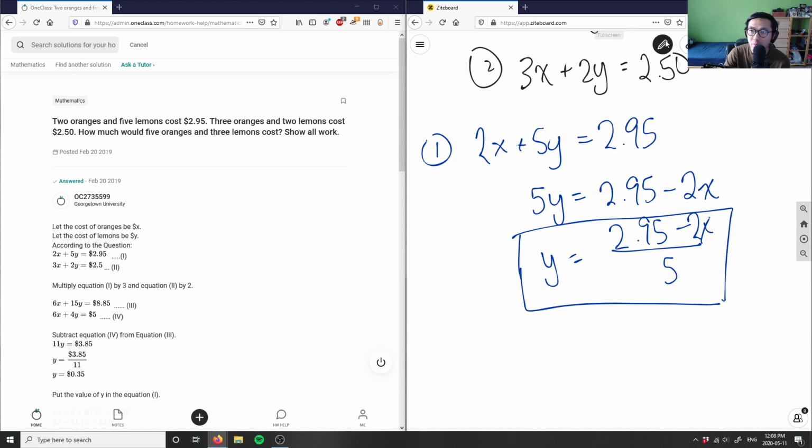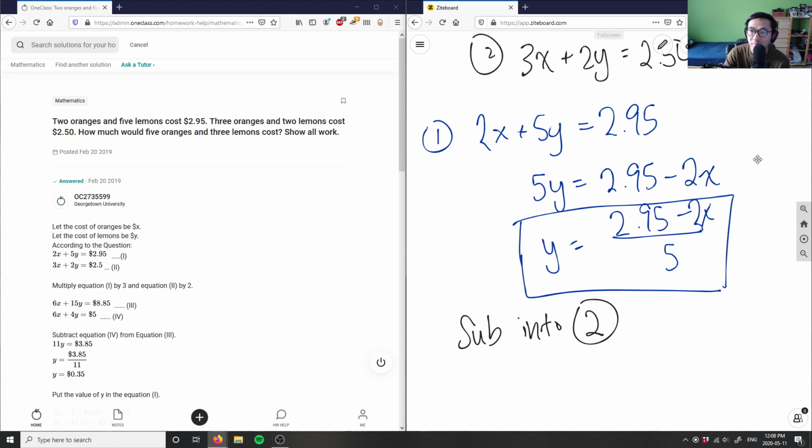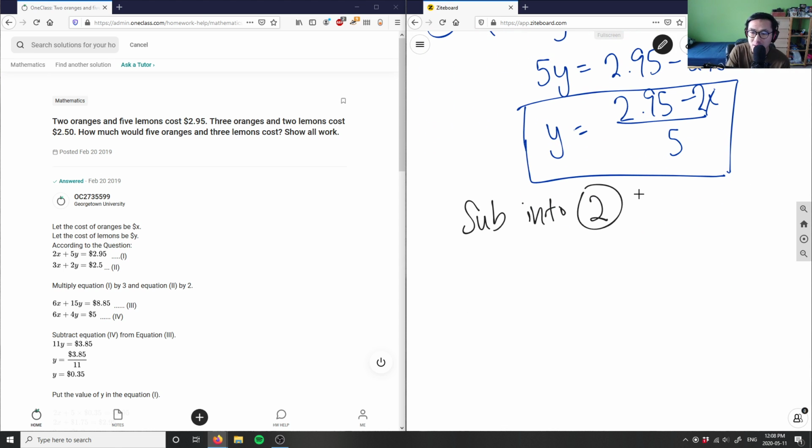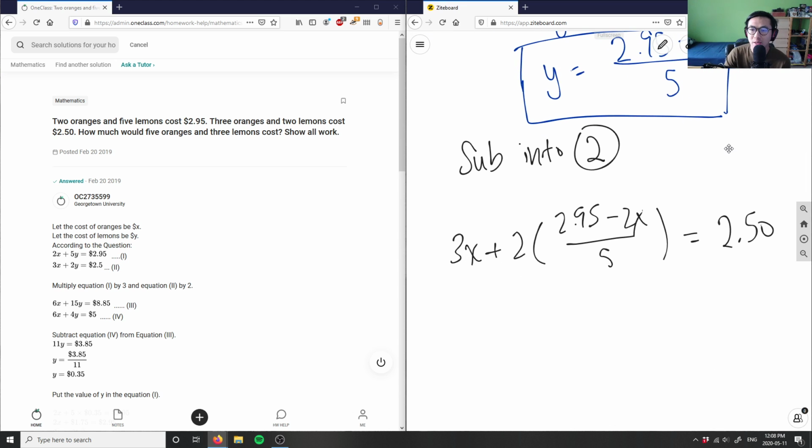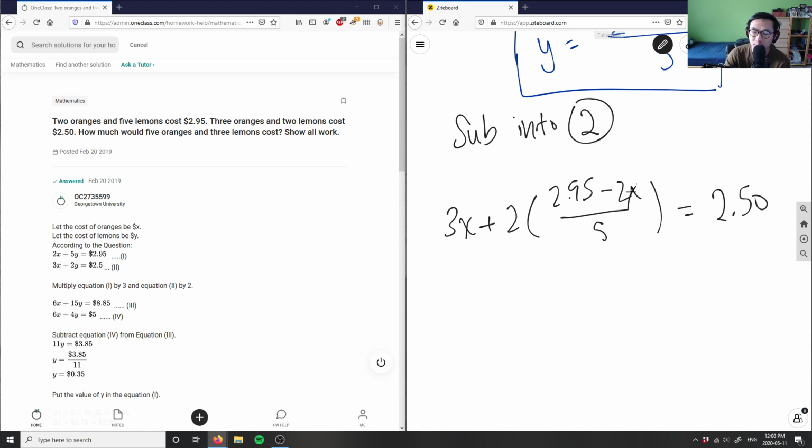So I'm going to write here: sub into equation 2. So I'm subbing this y equation into equation 2. So I'm going to have 3x plus 2 times whatever this guy is. So 3x plus 2 times (2.95 minus 2x) all over 5 equals $2.50. And now I have everything in terms of my x, right? So I can simply expand this and solve for my x value, right?